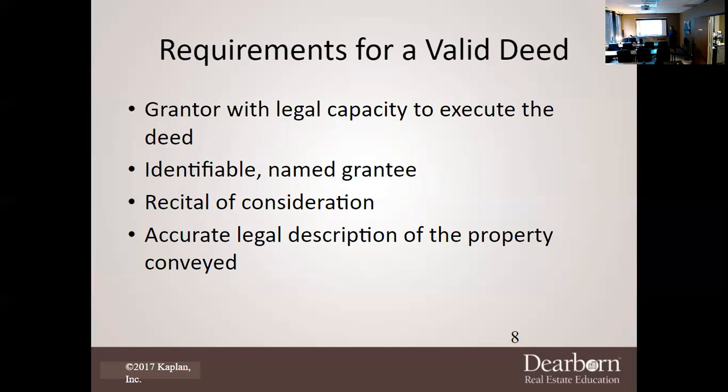Now, the requirements for a valid deed is that the grantor must have legal capacity to execute the deed. So does that mean, Mr. Eugene, that Stephan, who's 15 years old, can transfer you a deed? Why not? He's a minor, so he can't. Well, okay. Aiden will transfer to you, but he's been mentally handicapped by court. Can he transfer? Why not? You see where I'm coming from with these?